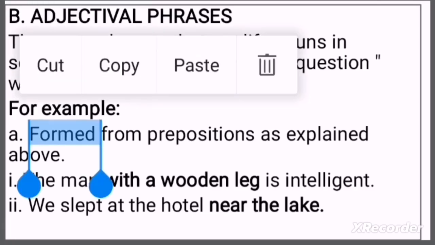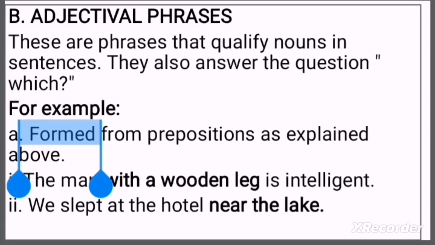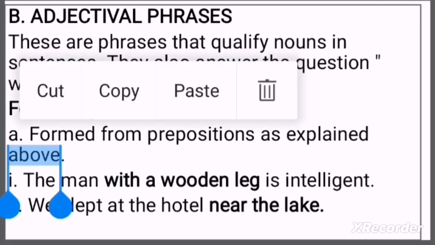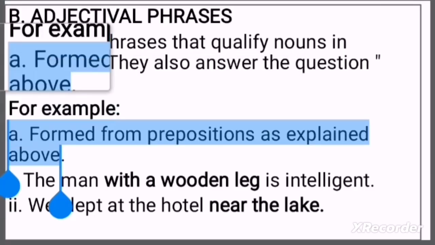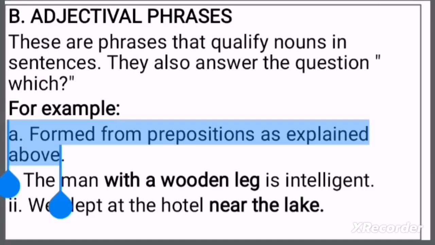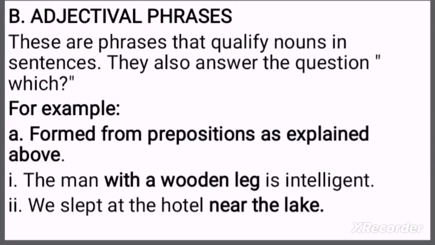We have to highlight this one. This one needs to be highlighted. This one. Yeah. So they also answer the question which.